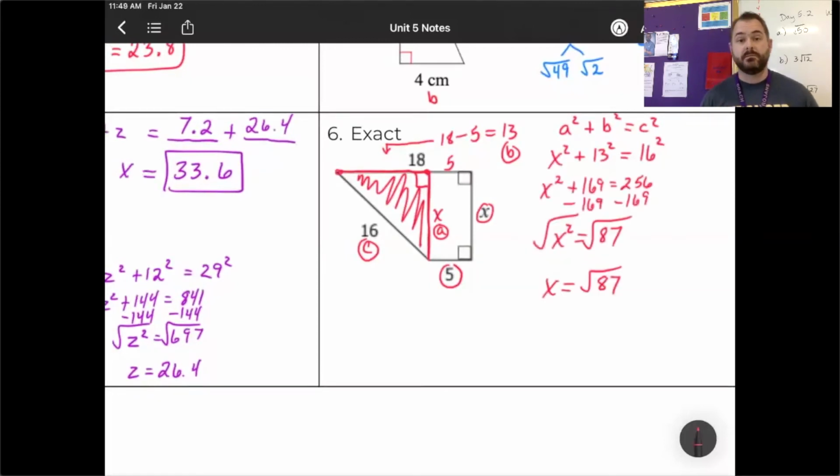On this problem, X is actually just equal to the square root of 87. You can't split this anymore. When you try and check your perfect squares, there isn't a perfect square that you can divide 87 by evenly other than just one. So this is our final answer for X as an exact answer. Okay?